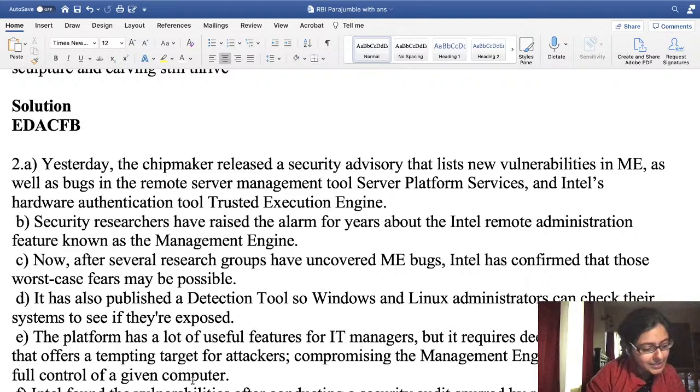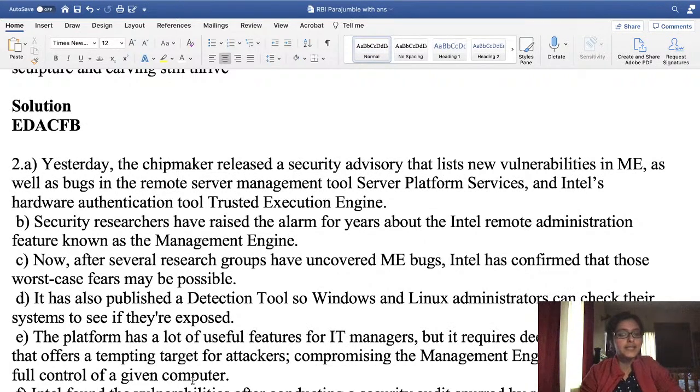Sandeep, excellent. Got it. Yes, very good. We are talking about the security problems related to a software called Management Engine. We are talking about Management Engine. Yes, we are talking about what's going wrong, vulnerabilities, viruses, whatever. It's all about Management Engine.